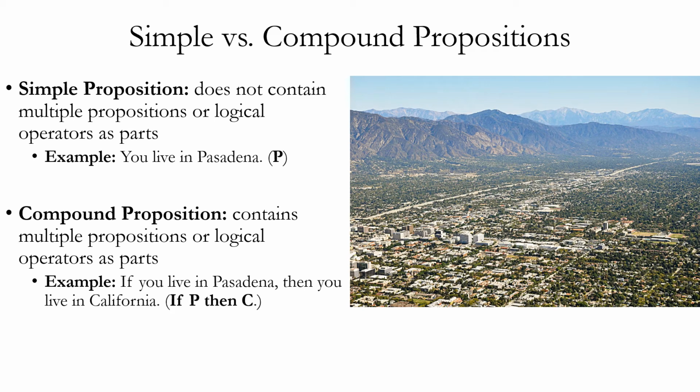You live in Pasadena. That on its own is capable of being true or false, so it counts as a proposition. You live in California. That is also something that has a truth value. It's capable of being true or false, so it alone counts as a simple proposition. So then the whole must be a compound proposition.